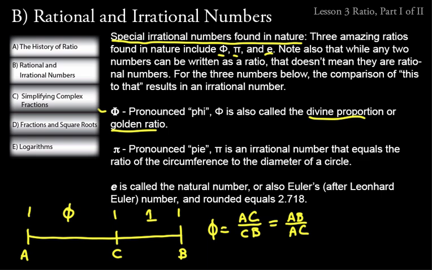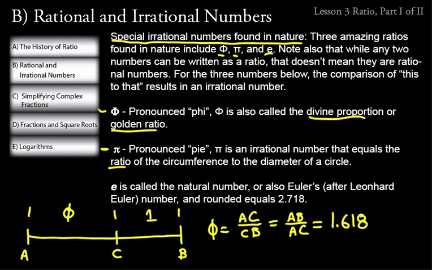Rounded, remember it's an irrational number, so we have to round it. It doesn't have a repeating pattern. It equals 1.618, rounded. So next one, pi, that's the ratio.